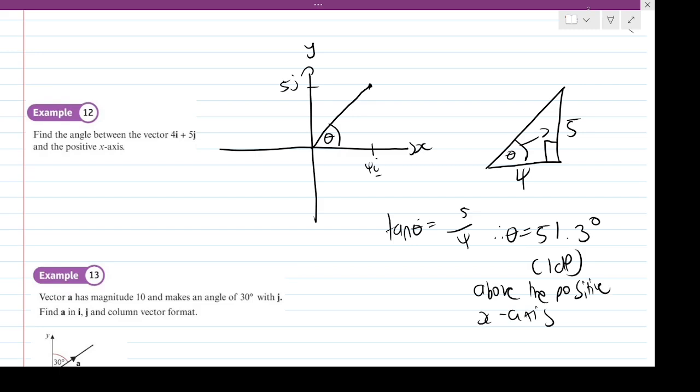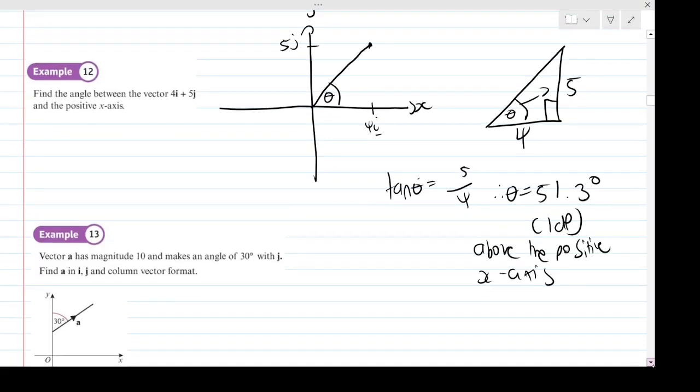So there we are. That indicates the direction, right? So the trajectory is 51.3 degrees above the x-axis. That represents where the vector's going, okay? Okay, cool. Let's have a look at this question then.